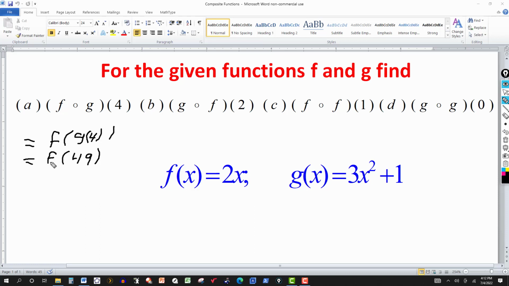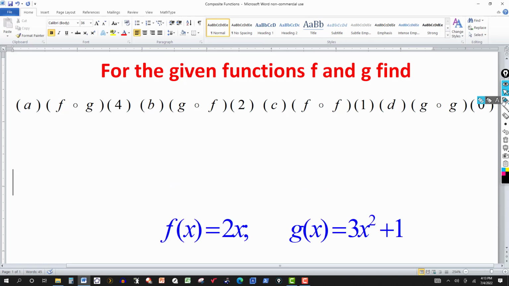Now we've got the f function. We're looking at this function here. We want f of 49. So that means we replace the x by 49. So we put a 49 where the x is here. That's 2 times 49, and that gives me 98.